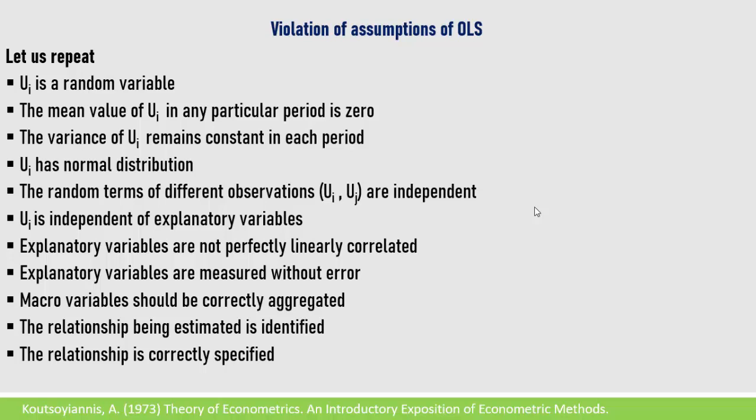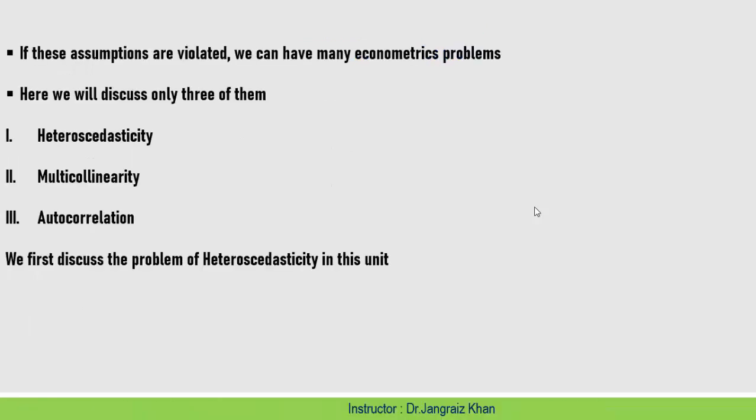The next assumption was that UI is independent of explanatory variables, and the explanatory variables are not perfectly linearly correlated. Similarly, explanatory variables are measured without error was another assumption, and numerical variables should be correctly aggregated, and the relationship being estimated is identified and correctly specified. These are a few of the assumptions. You can read Koutsoyiannis's book, Theory of Econometrics. This is a recommended book. Or you can also read the Gujarati book.